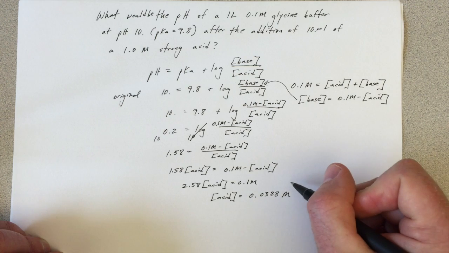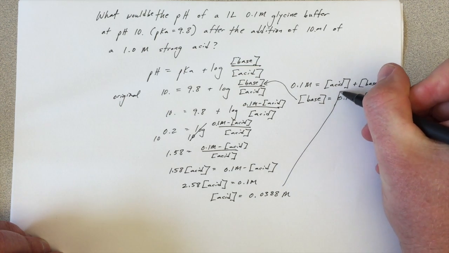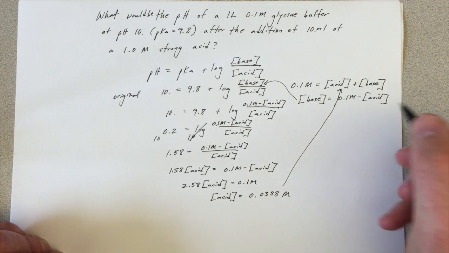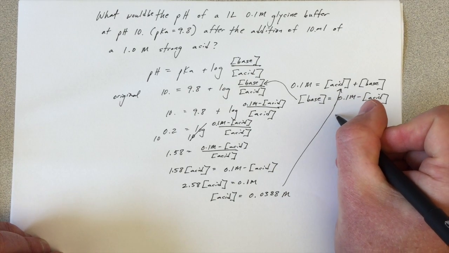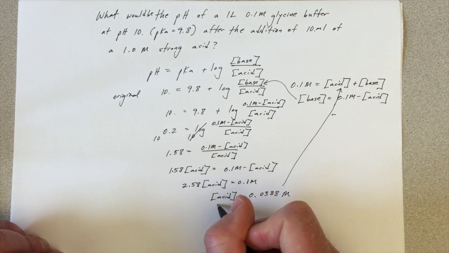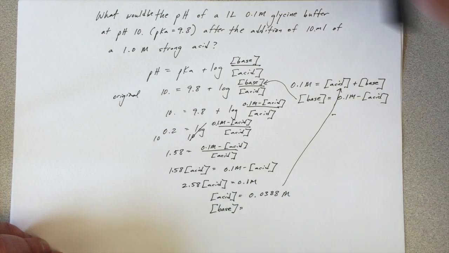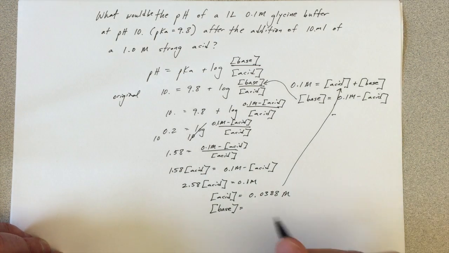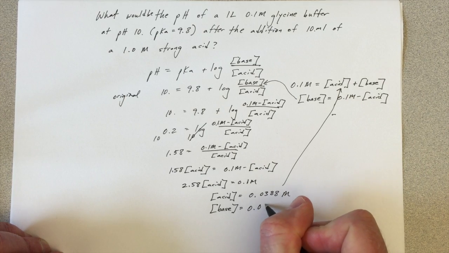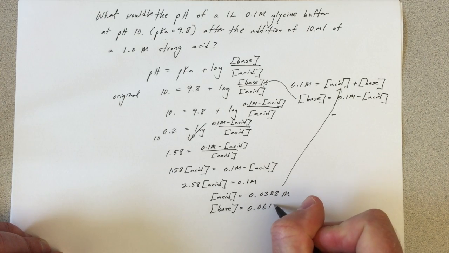Well, let's plug that back into our equation here, and what we would find is that means the concentration of base is going to be equal to 0.0612 molar.